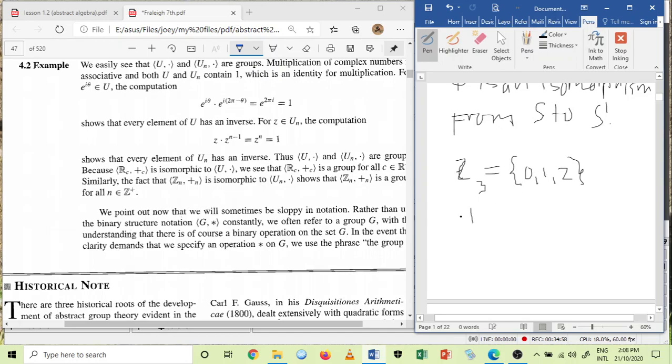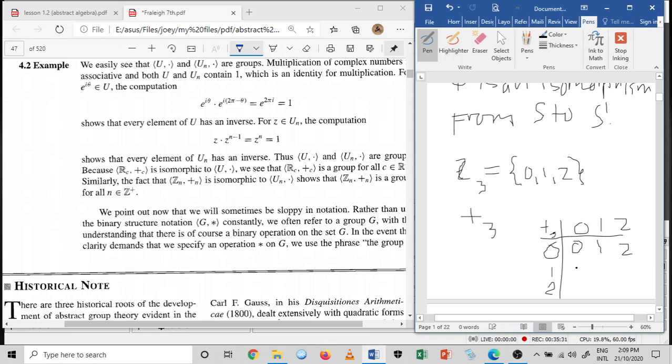So, addition modulo 3 is actually a binary operation in this set that can be shown using a table. So we have here the elements 0, 1, and 2. An addition table, but the operation here is addition modulo 3. 0 plus 0 is 0. 0 plus 1 is 1. 0 plus 2 is 2. 1 plus 0 is 1. 2 plus 0 is 2. 1 plus 1 is 2. 1 plus 2 is 3, but that would give a remainder 0 if divided by 3. So that would be 0.